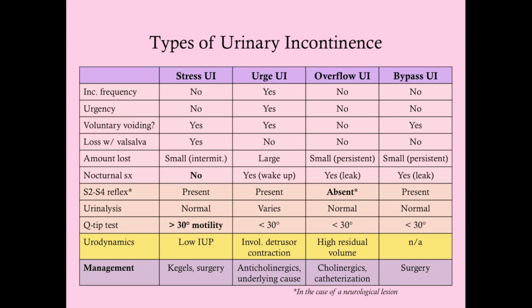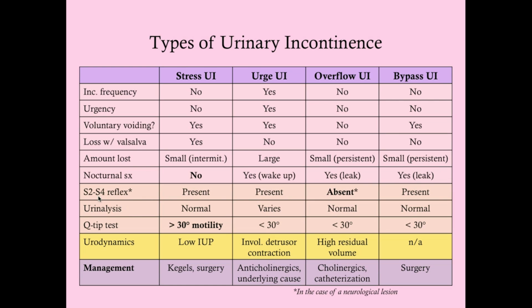Okay, you don't need to know this now, we'll talk about these all in greater detail, but you can see some of the things that we want to know about our patient as far as their history. We want to know, is there increased frequency? So are you going more than 8 times a day or more than 2 times a night? Is there urgency? Are you able to void voluntarily? Do you lose urine with the Valsalva maneuver? So coughing, sneezing, laughing, anything that increases abdominal pressure. How much do you lose when you're incontinent, and do you have nocturnal symptoms? All part of your history.